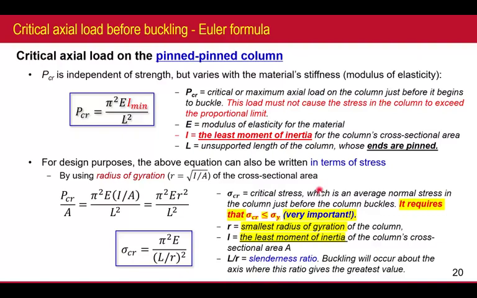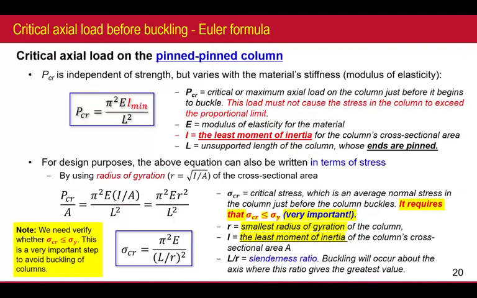Other things are quite easy. r is the smallest radius of gyration of a column, which can be used in the design of a column. If you buy a column from the market, they will always tell you the value of this, the slenderness ratio. You can buy from the market based on the standard ratio.